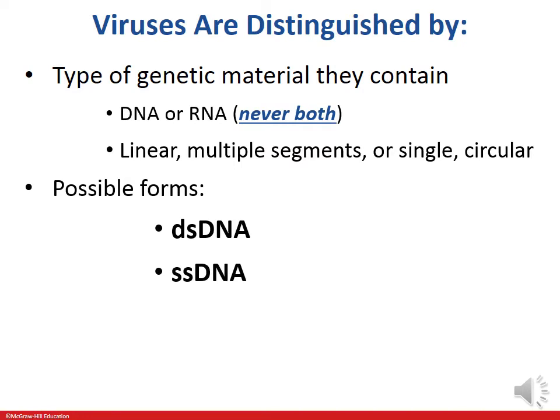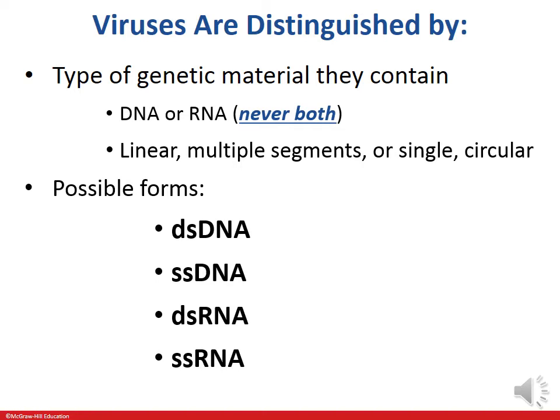It could be single-stranded DNA, which again mimics what ours look like when our DNA has been unzipped for the purpose of replication or protein synthesis. They can come in the form of double-stranded RNA, which is unlike what our cells have, right? Our cells only carry single-stranded RNA. So we're going to look at the combinations of these.